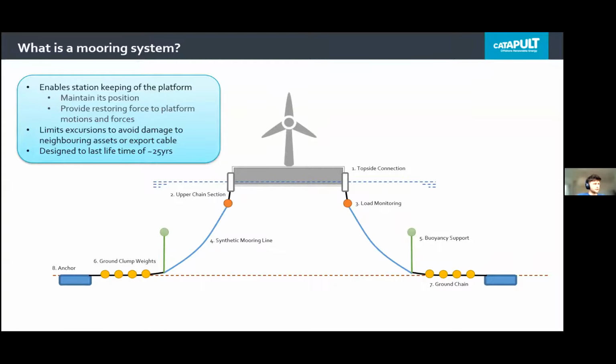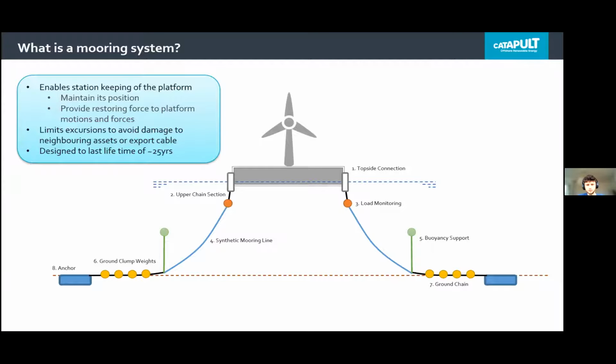Whilst we want these platforms to be able to move a bit, so they're not too stiff and the environmental forces allow them to move around a bit, we don't want the platforms to move away too much, as this could result in damage to the export cable or even collision with another turbine and potentially park failure if that happened. So most importantly, this mooring system has to be designed to last the life cycle of a turbine, so around 25 years or more.